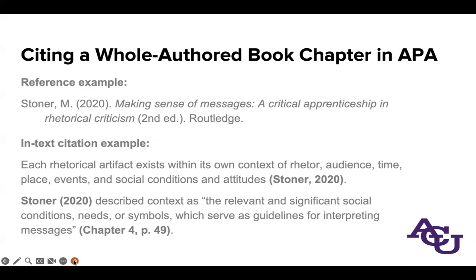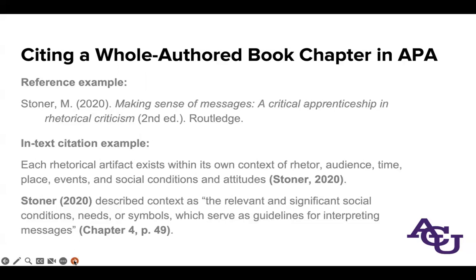Stoner (2020) describe context as... Remember here, if you directly quote the text, you also need to include locator information to help the reader find the direct quote in its original context. So for a book, this locator information is usually a page number. So after the quote, I could just have p. 49 for page 49 in parentheses.